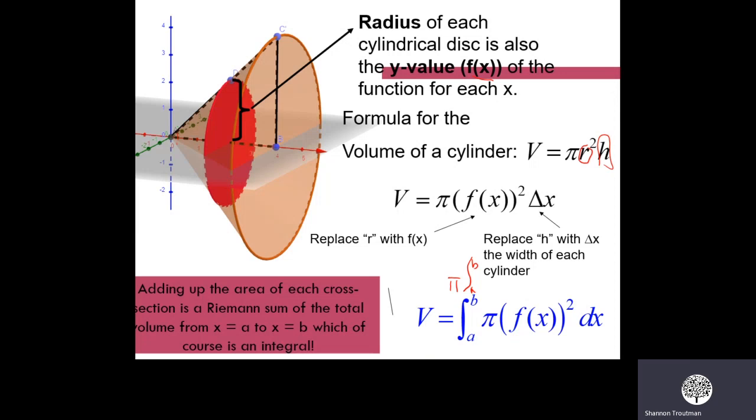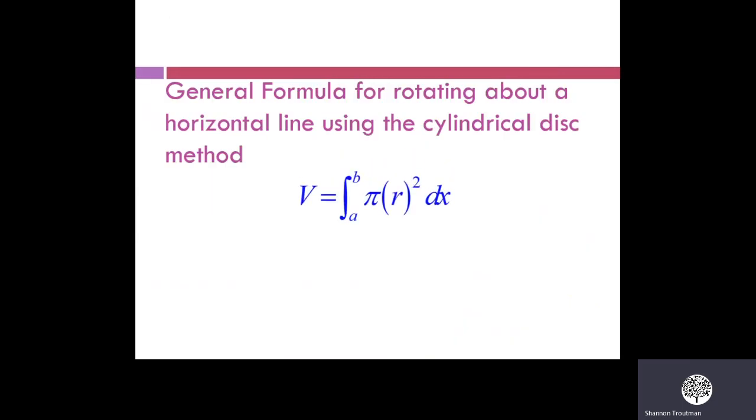All right, so what was unique about this particular formula is that the radius of the cylinder is always defined from your line of rotation. In this case, the radius and your function are the same because our line of rotation was the x-axis. But as we progress through this unit, you're going to see that the x-axis is not always going to be your line of rotation.